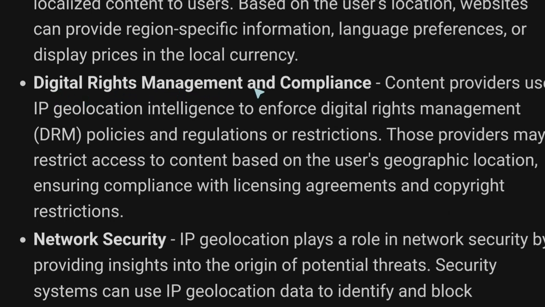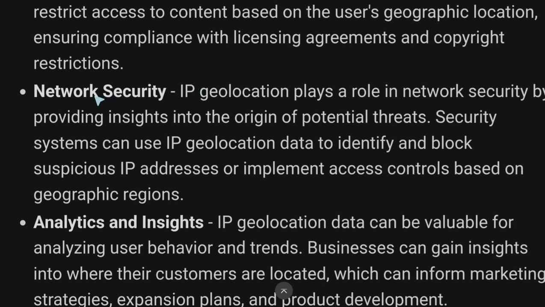Digital rights management and compliance. Content providers use IP geolocation intelligence to enforce digital rights management, DRM policies, and regulations or restrictions. Those providers may restrict access to content based on the user's geographic location, ensuring compliance with licensing agreements and copyright restrictions. Another usage of geolocation is network security.